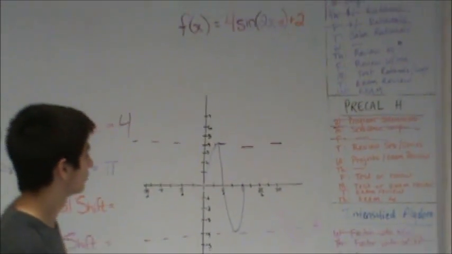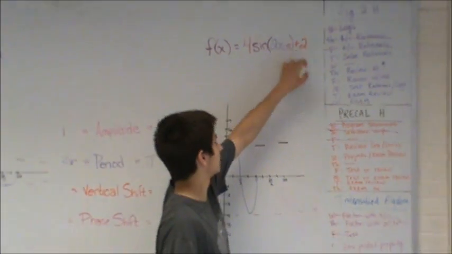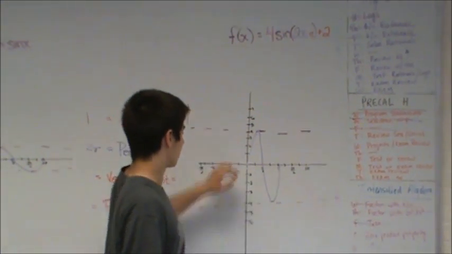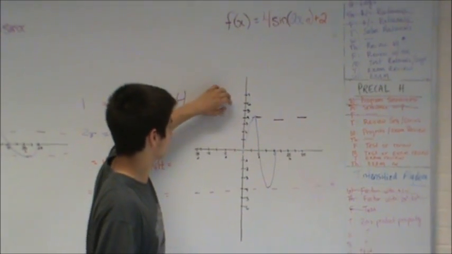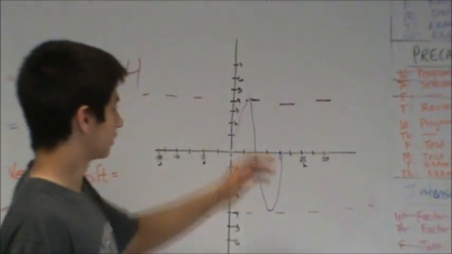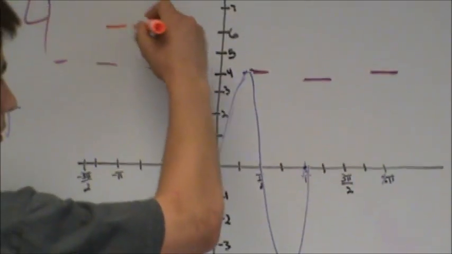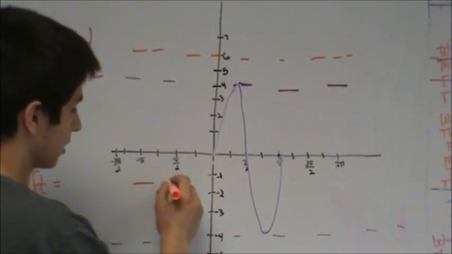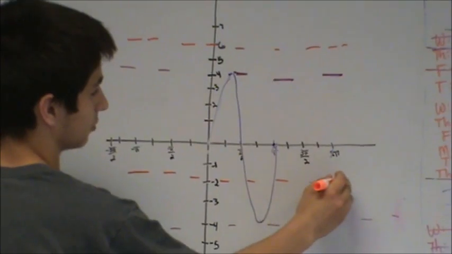So this graph has plus 2 at the end, which would read as the graph going up 2, which would center it at 2, and the highest point would be 6, and the lowest point would be negative 2.